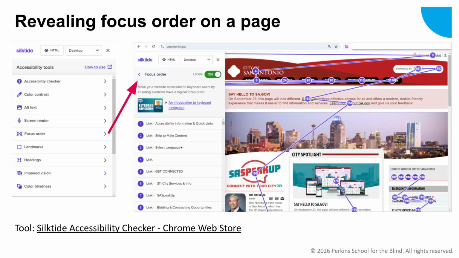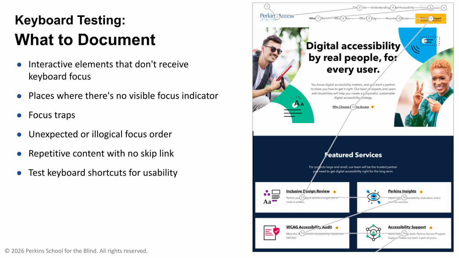Now let's talk about tools that can help visualize focus order. There's a tool called the Silktide Accessibility Checker, available as a Chrome extension. One of its features is a focus order visualization that draws lines showing the path focus takes as you tab through the page. This is incredibly useful during design reviews because it can reveal focus order problems before you even start coding.